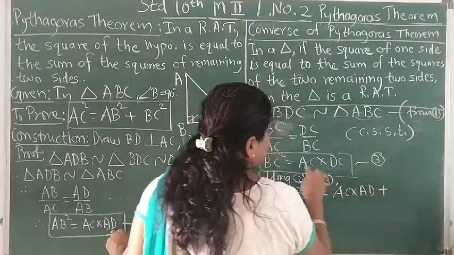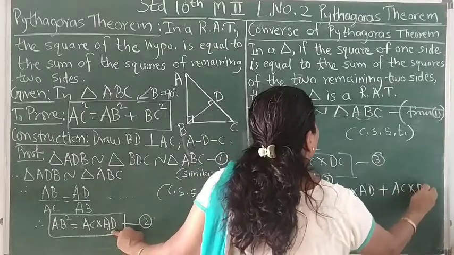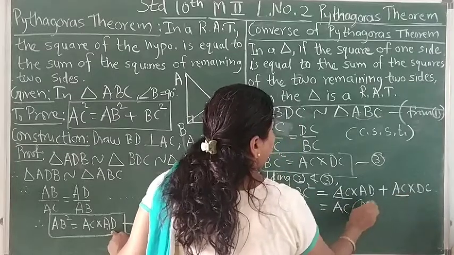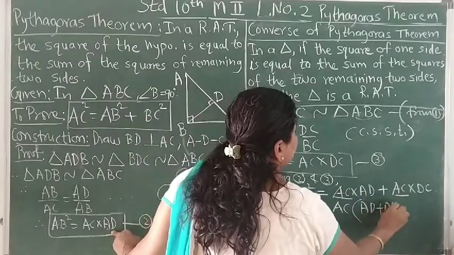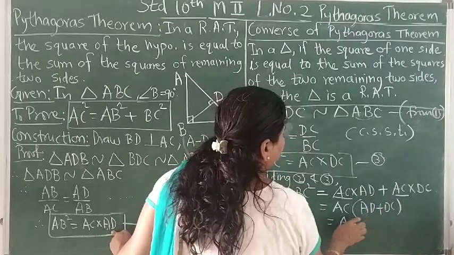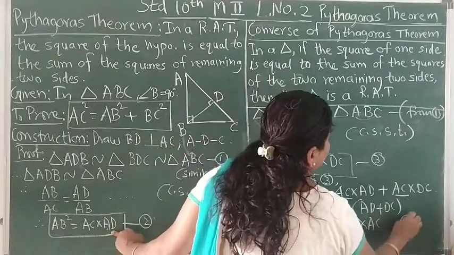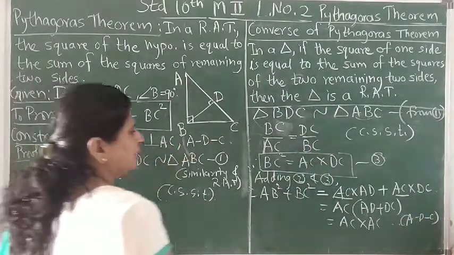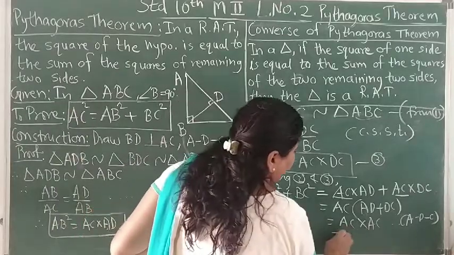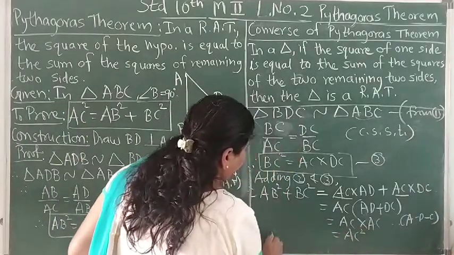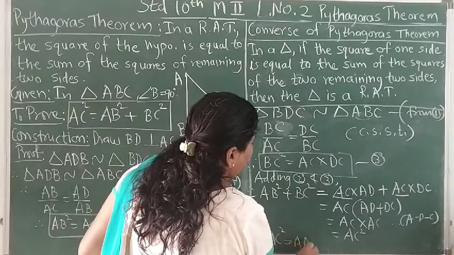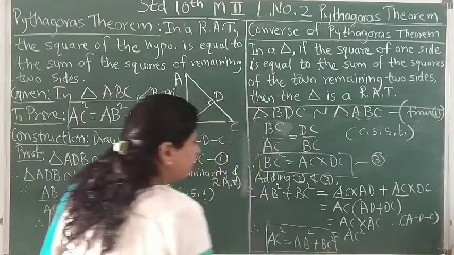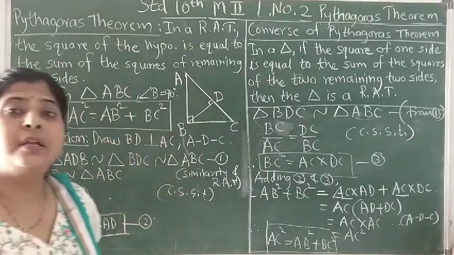plus AC into DC. Now here, as we have seen, AC is common, so AD plus DC will give you AC. You can write the betweenness A-D-C, which we have written here as construction, correct? So now this is going to be equal to AC into AC, which is AC square. Therefore, AC square is equal to AB square plus BC square. This we have proved, which we wanted to prove, okay? And hence the given statement is proved.